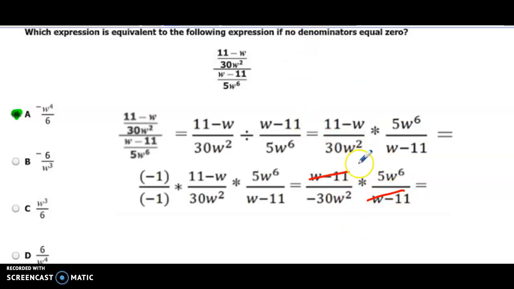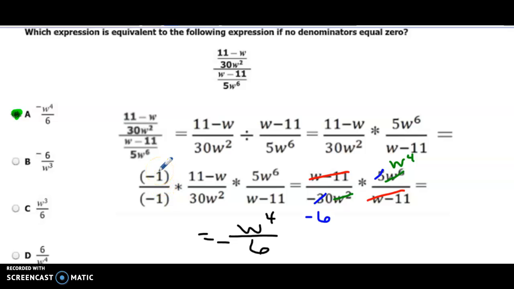And how many times will 5 go into negative 30? Well, that's a negative 6 times. Where is my largest exponent for W? It's on top. So I take the 2 from the bottom, and I take 2 away from the 6 that's on top, and I have 6 minus 2 gives me W to the 4th. And I can't forget that I have that negative there, so my answer is W to the 4th over negative 6. Well, I don't see the negative 6 there. It's got the negative up here. So that's where I have it.